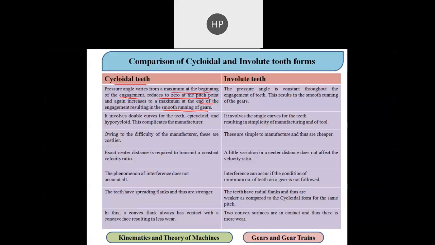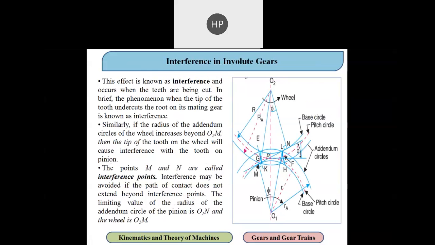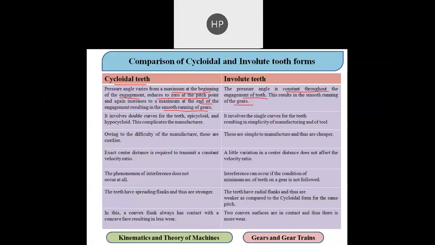While in involute gear, the pressure angle is constant throughout the engagement of the tooth, and it will remain the same from the start to the end. Okay, so here in the involute gear, from this starting point to the end point, the pressure angle will remain constant. While in cycloidal gear, it will be maximum, then reduce to 0, and then again reach the maximum.